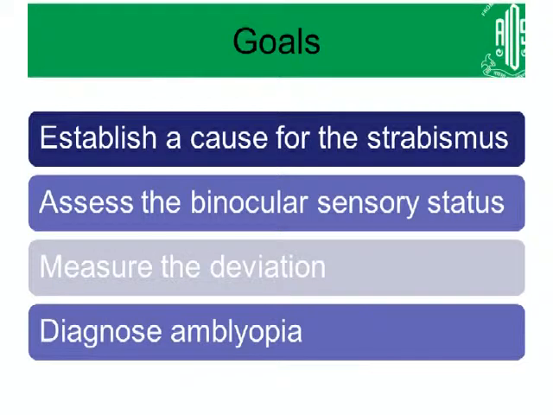What are the goals of examining a squint patient? First, you want to establish a cause. Why did the squint happen? You want to assess the binocular sensory status, which means: does this patient have any fusion, any binocularity, some stereopsis?